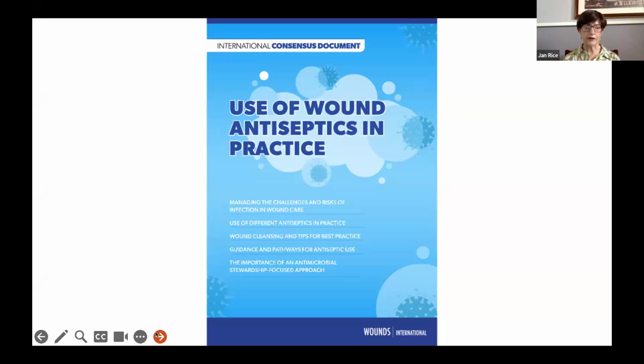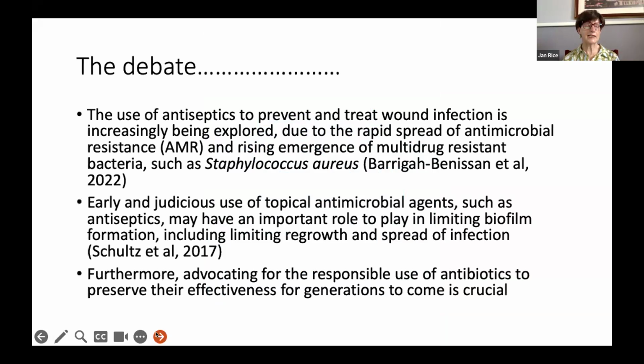And it goes back then to quote the wound hygiene document. This is relatively new. This came out last year. Guidance and pathways for antiseptic use, and the importance of antimicrobial stewardship with a focused approach. So the debate, the use of antiseptics to prevent and treat wound infection has been explored for a long, long time.